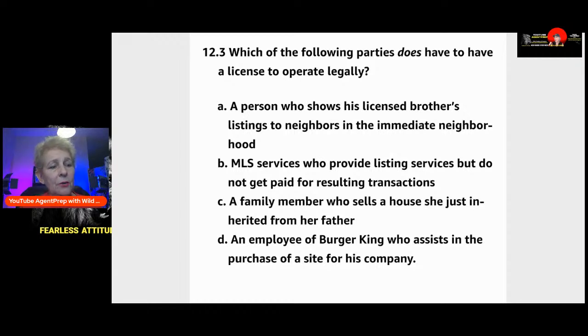The answer here is actually A, a person who shows his brother's listing to neighbors in the immediate neighborhood. Because only realtors can show property. We can't send anybody else. They have to have access to the lockbox, keys to the house, and make sure everything is done correctly the way we are trained, taught and educated. So it has to be a licensed individual.